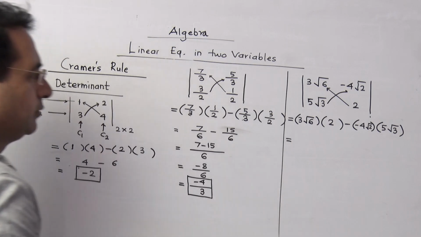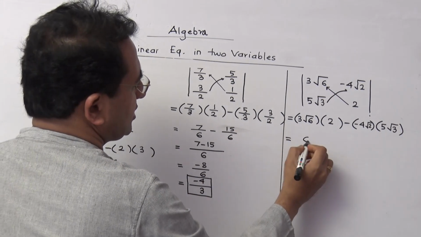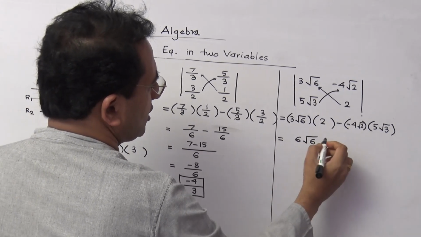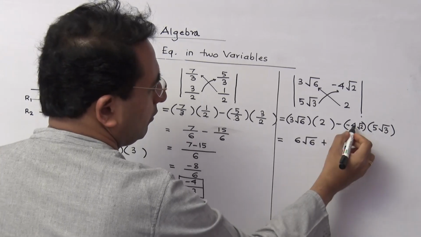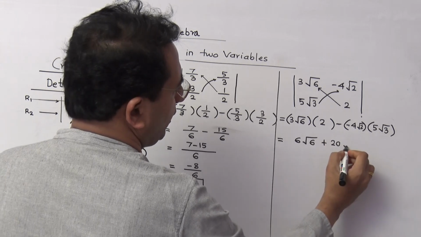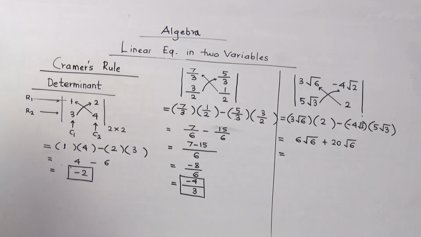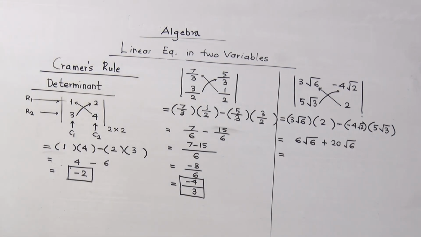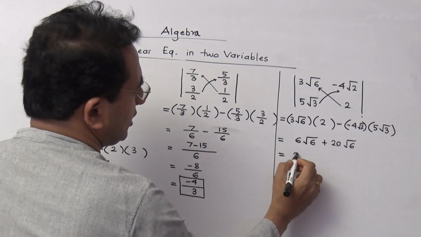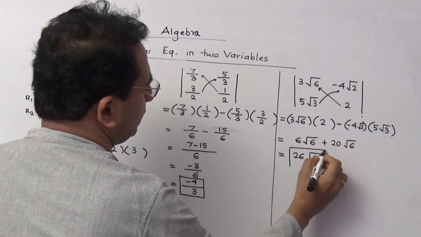So the next answer. If you multiply this, then the answer is 6 root 6. Then it is minus minus, which is going to be plus. 4 into 5 is 20. Root 3 into root 2 only multiplied, that is becoming root 6. And these are like surds. We can add the terms. It's like 6x plus 20x. The answer is, we have to add the coefficients here. The answer is 26 root 6. This is the answer of this determinant.